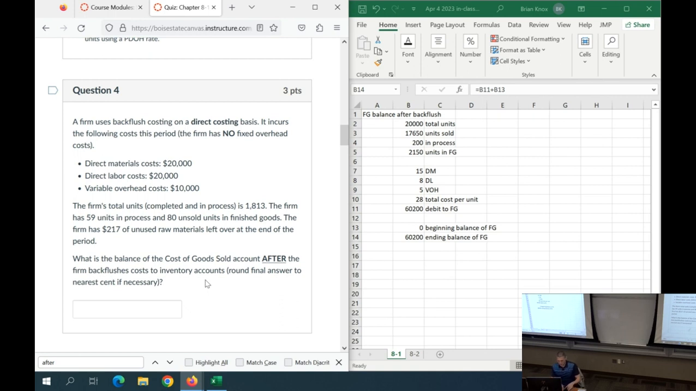Okay, so there's an element of timing and collection, and then calculating the backflush entry, or at least enough of the backflush entry. So let's look at this. This is open answer, aftermath, COGS question.